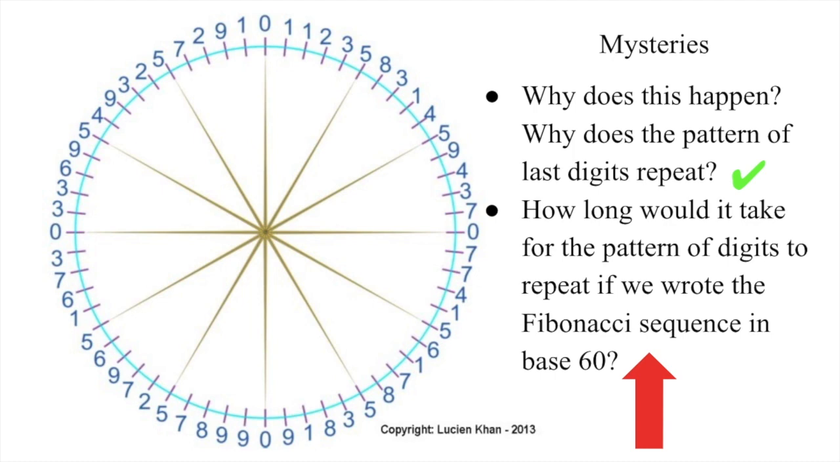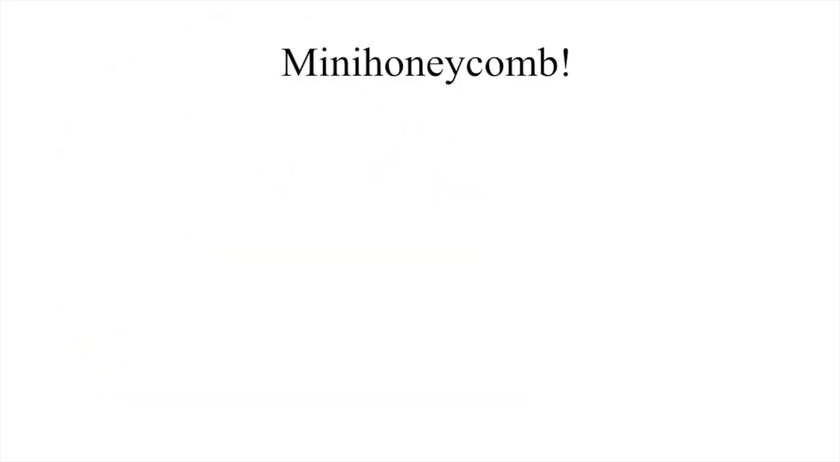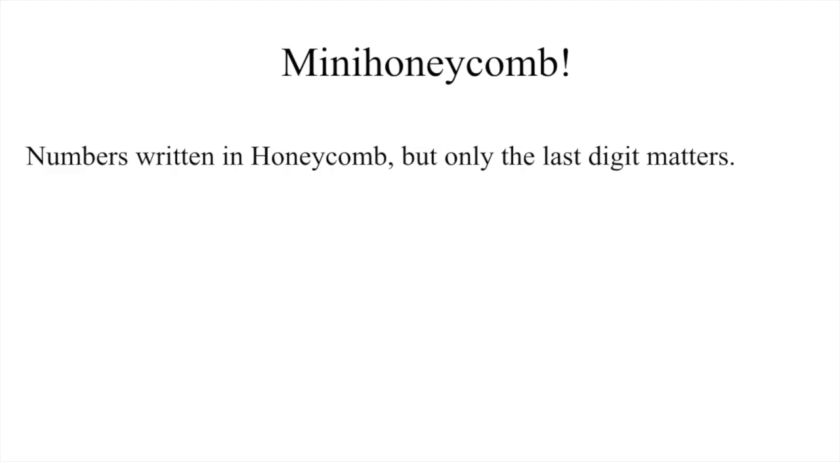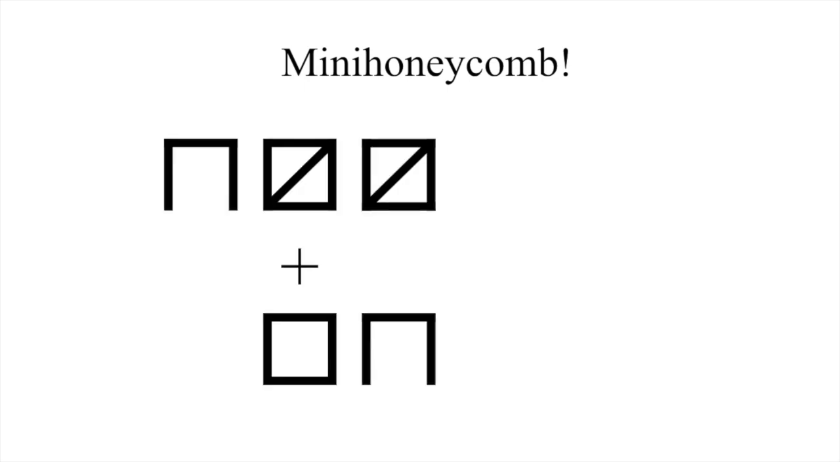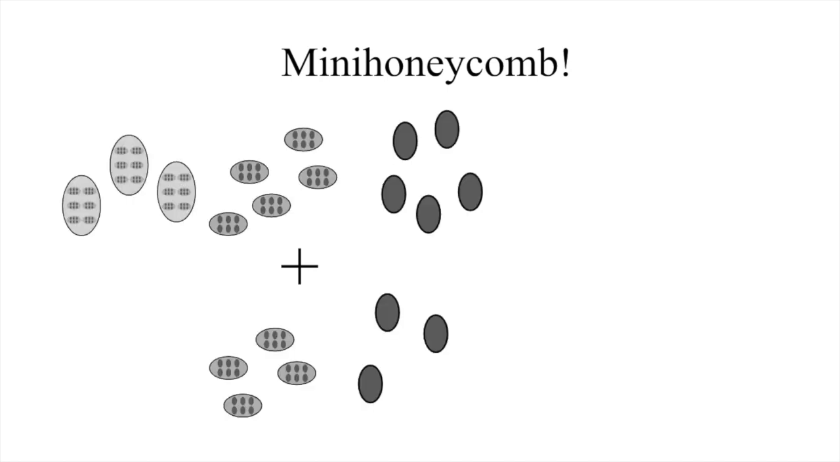First of all, let's look at Minihoneycomb. That is, we want a system of numbers, which is the numbers written in honeycomb, but only the last digit matters. Now, I've already explained why the decimal version of this works, so I'm going to go through this pretty quickly. Let's try adding 355 plus 43. If we write these numbers in terms of what they actually mean, we have 3 metagroups plus 5 groups of 6 plus 5 ones added to 4 groups of 6 plus 3 ones.